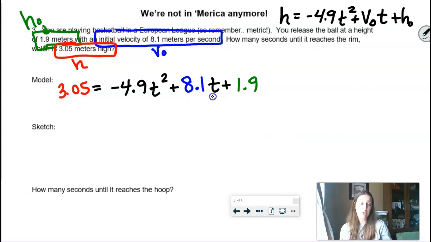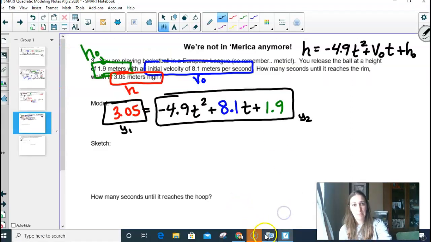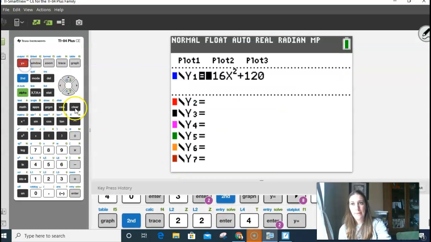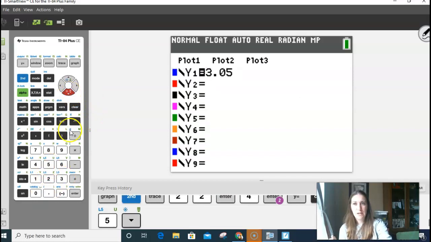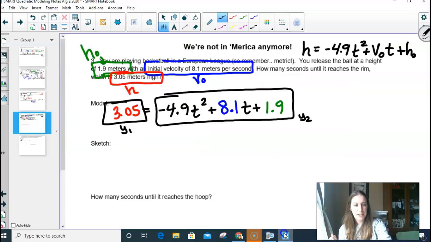What we're going to do now is use our calculator to help with the sketch. We're going to set this up a little differently, though. We're going to put one side of the equation into y1 and the other side into y2. All right, so there's probably no chance I'm going to remember this. I'll have to flip back and forth. So we had 3.05, which is just the height of the rim. And then -4.9 x squared plus 8.1 x, and we're using x again, not t, plus 1.9.